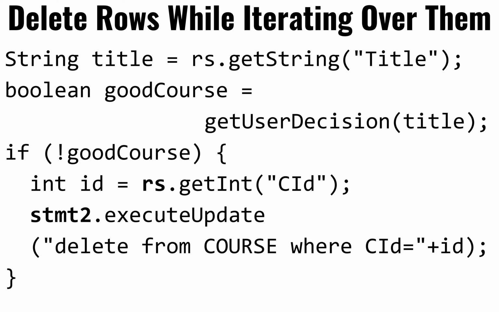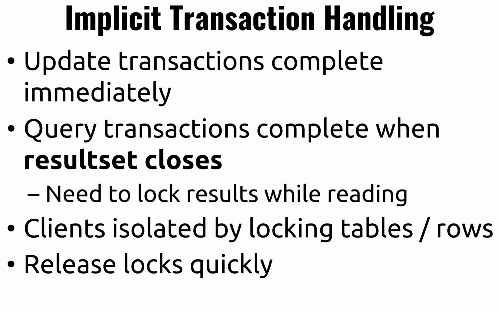So this would give some weird results, because as the outer one is iterating, it might not find the records it was expecting. That's a classical example. Even though this is not multi-threaded, you have two queries that depend on the same data.